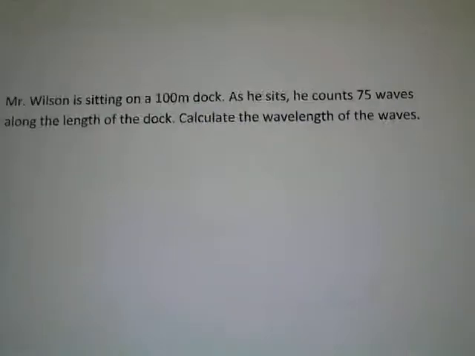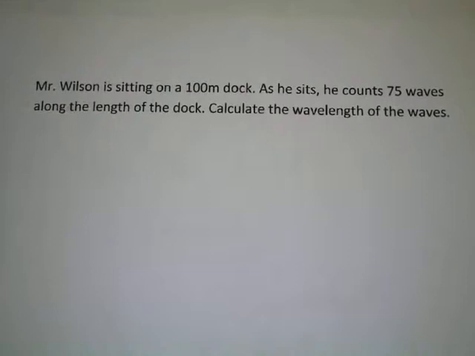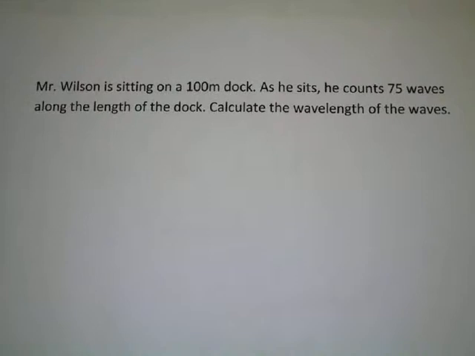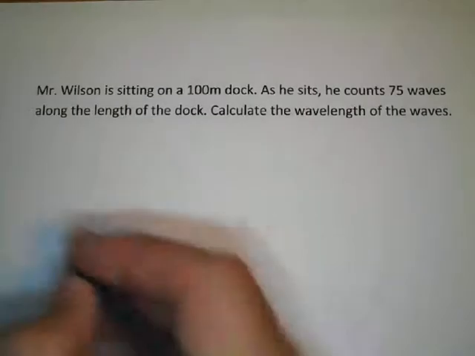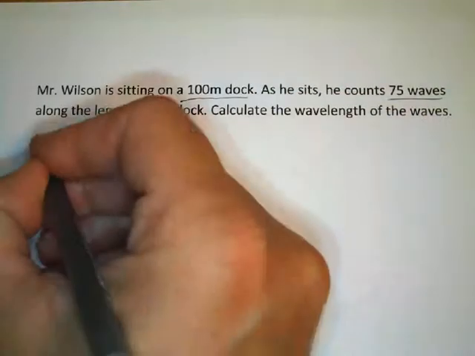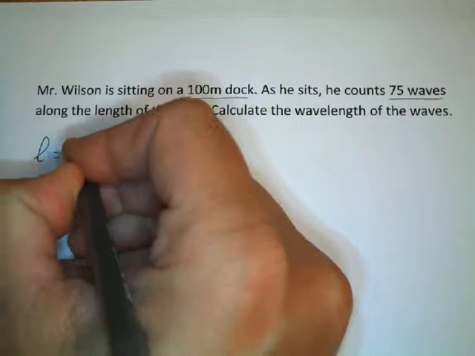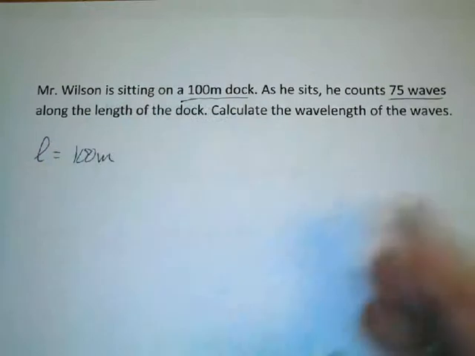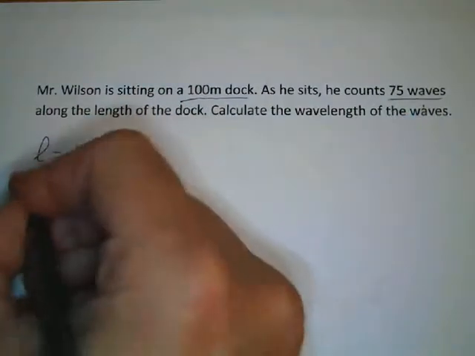Alright, so let's start with this one. Mr. Wilson is sitting on a 100-meter dock. As he sits, he counts 75 waves along the length of the dock. Calculate the wavelength of the waves. So, first thing, what's given to us? Well, we have this, and we have this. The first thing is the length. So I know my length is 100 meters. This is the number of waves. There's 75 waves.